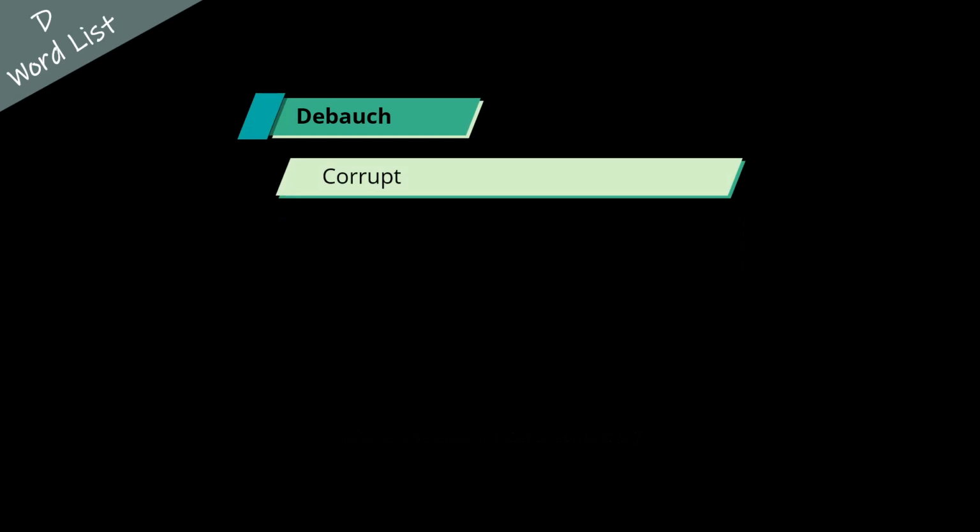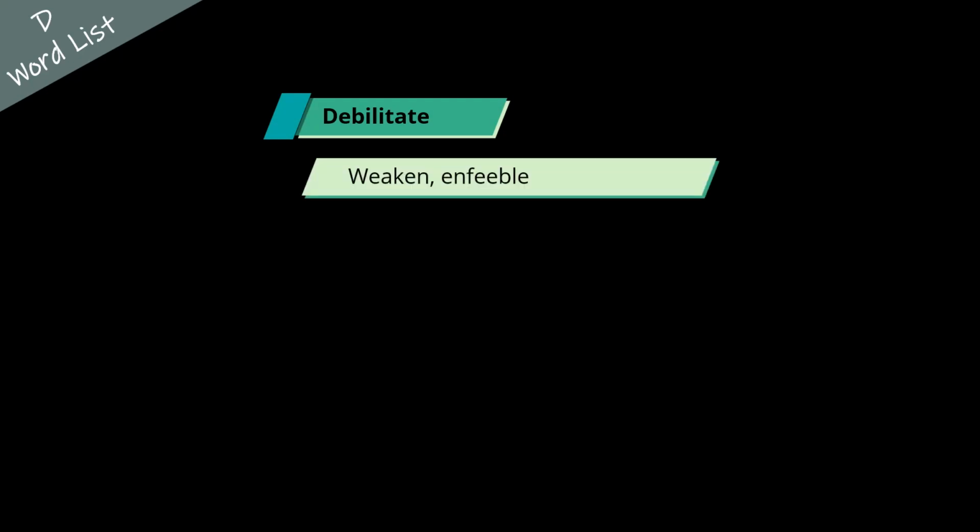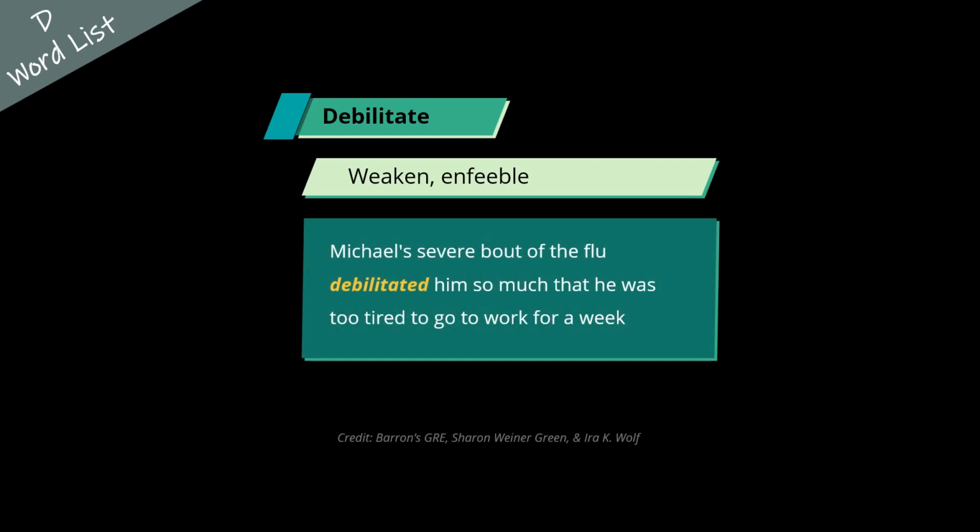Debauch means corrupt. For example, did Socrates' teachings lead the young men of Athens to be virtuous citizens, or did they debauch the young men, causing them to question the customs of their fathers? Debilitate means weaken, enfeeble. For example, Michael's severe bout of the flu debilitated him so much that he was too tired to go to work for a week.